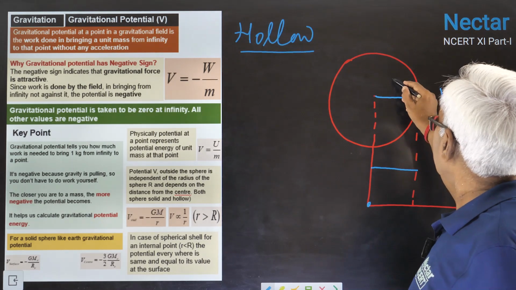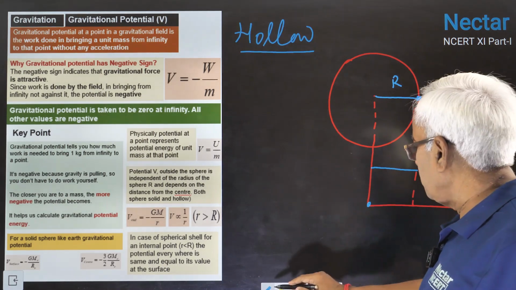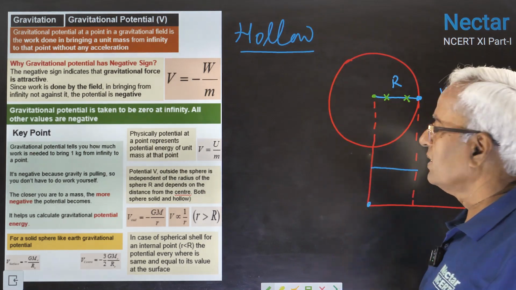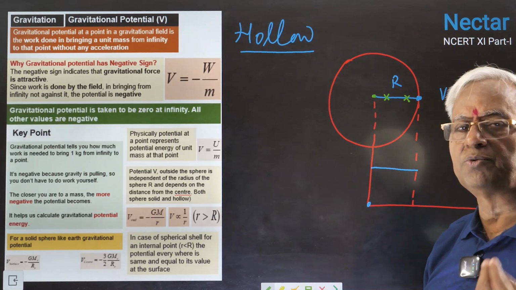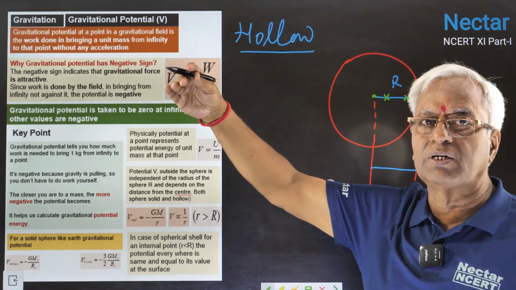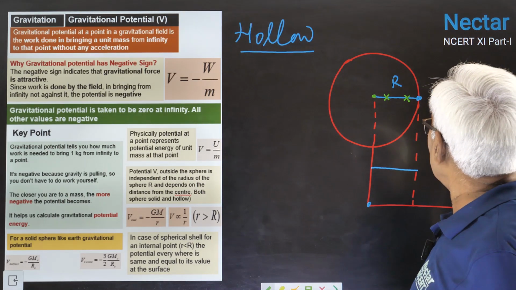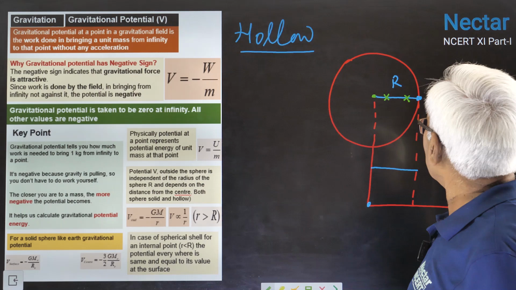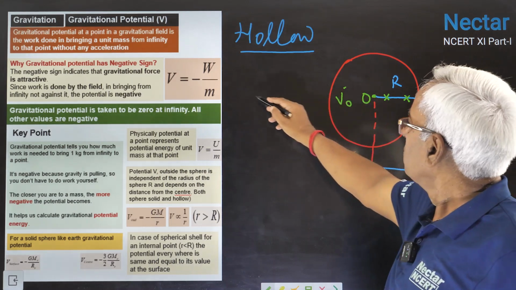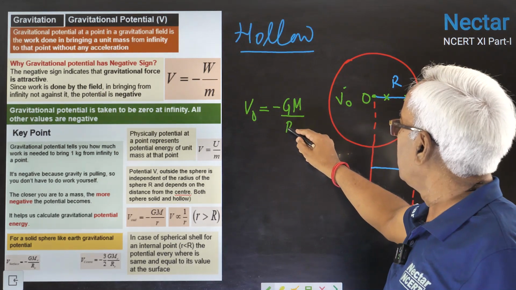R is the radius of the sphere. Whereas inside, you consider any point, even the center, all the points. This is a very simple thing to be remembered, that hollow spheres will have the same potential throughout inside as that on the surface. So the value on the surface is this. Suppose it is VP and this is point O, the center, VO. Both will be equal. This is also equal to minus GM upon R.